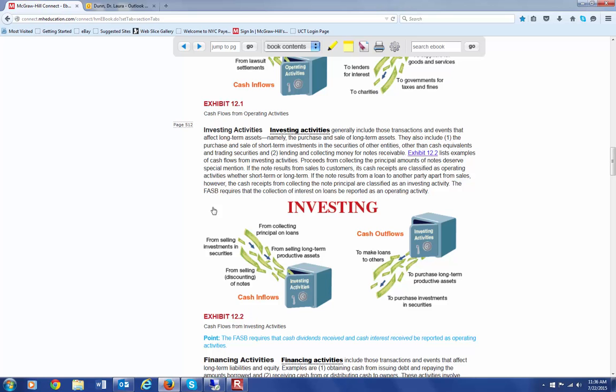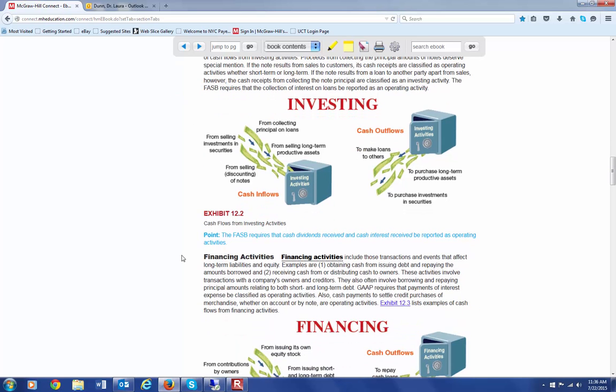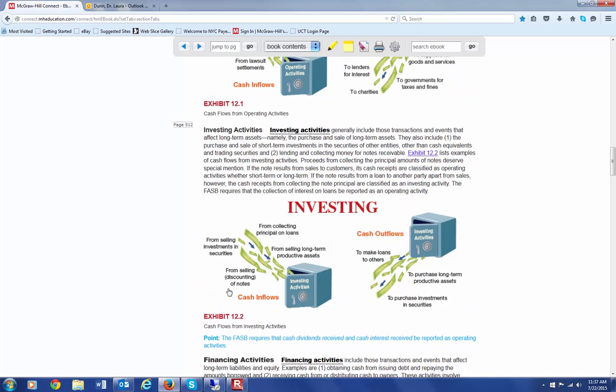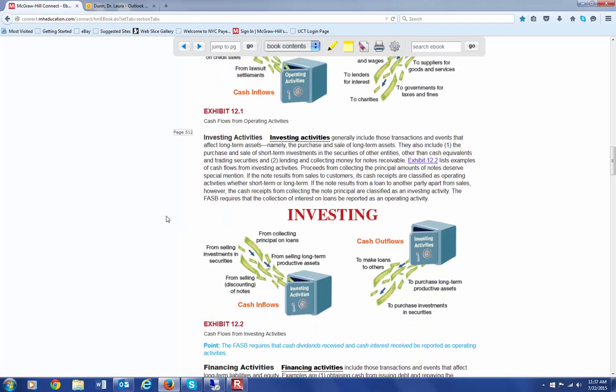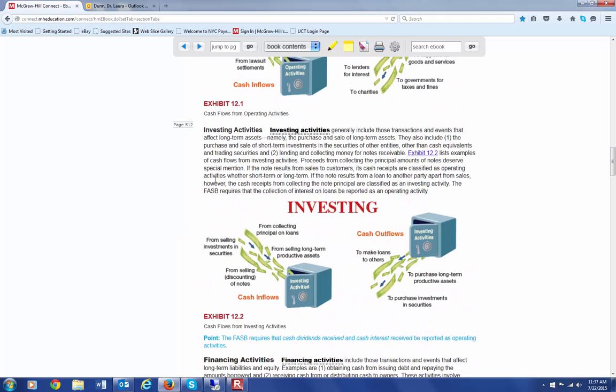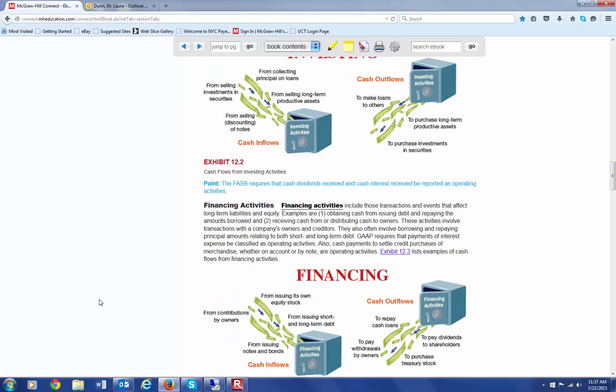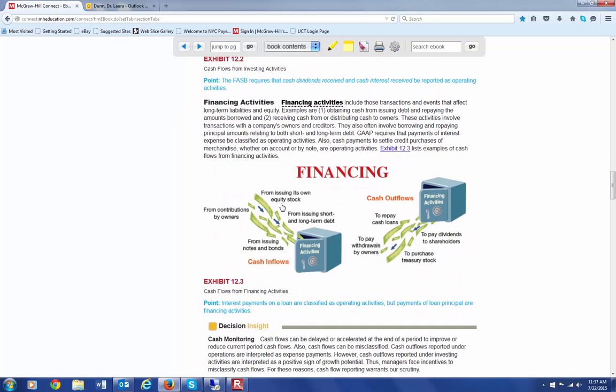And this is where it gets confusing, because until you've done this, again, several times, it may be confusing as to which of these categories something falls into. Usually the operating activities is pretty easy. But keep in mind that this one affects long-term assets, whereas this one affects long-term liabilities and equity. And then again, they give you a little chart here of some examples.